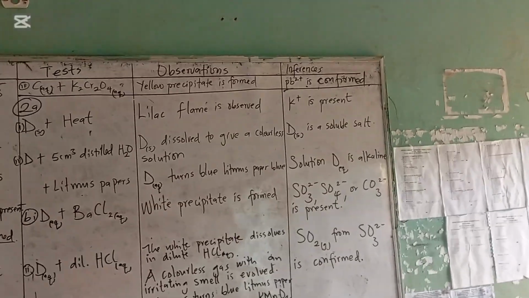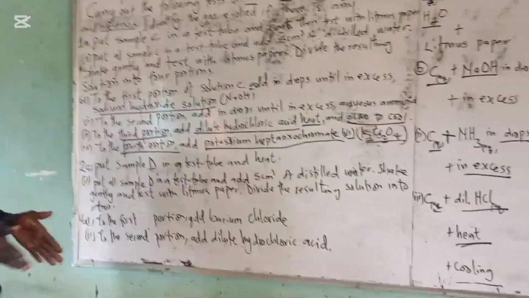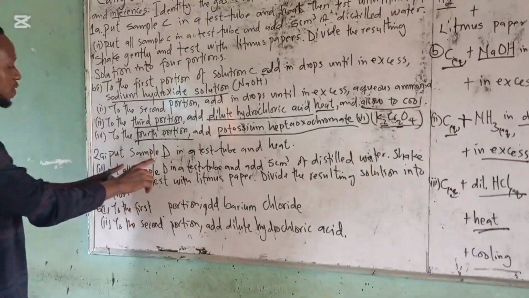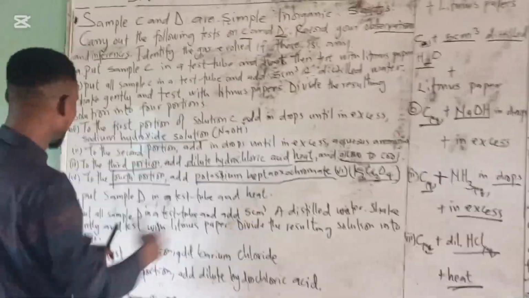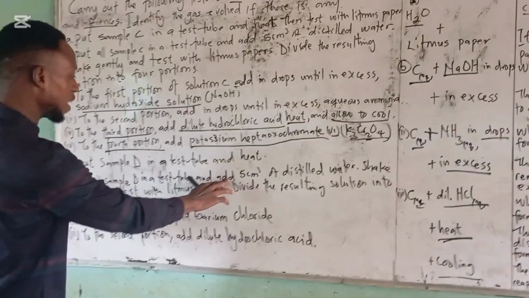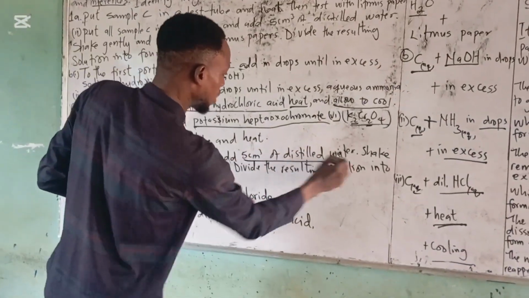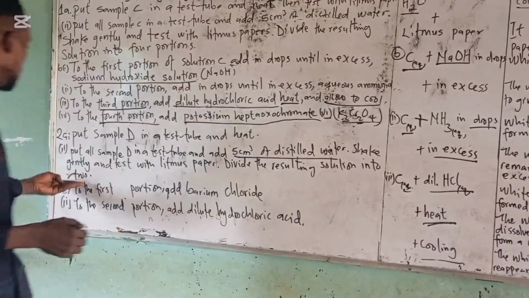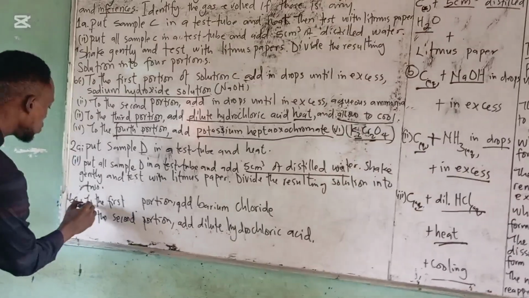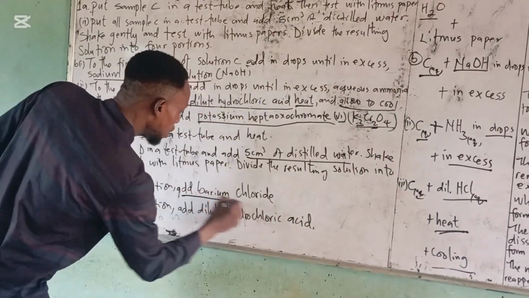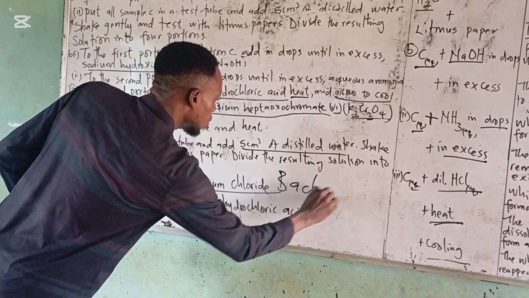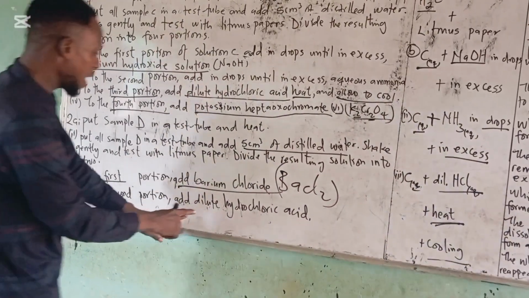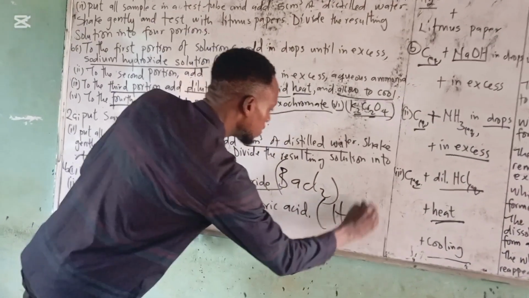So now let's go back to our question and see question number 2 and how it's going to instruct us. We are going to carry out the same test on sample D. So the question says, put sample D in a test tube and heat as well. Put some sample D in a test tube and add 5 cm cube of distilled water. Shake gently and test with litmus paper. Divide the resulting solution into 2. To the first portion, add barium chloride. To the second portion, add dilute hydrochloric acid, which is HCl.